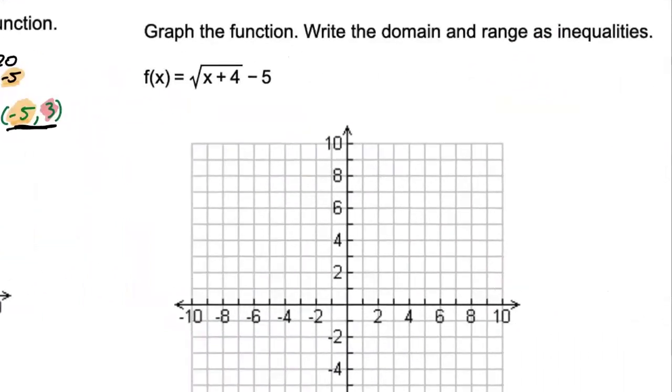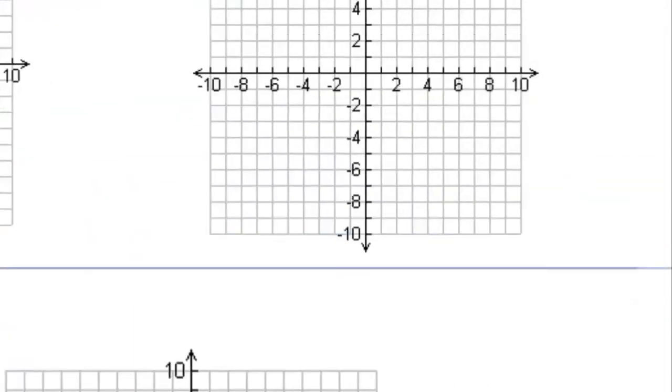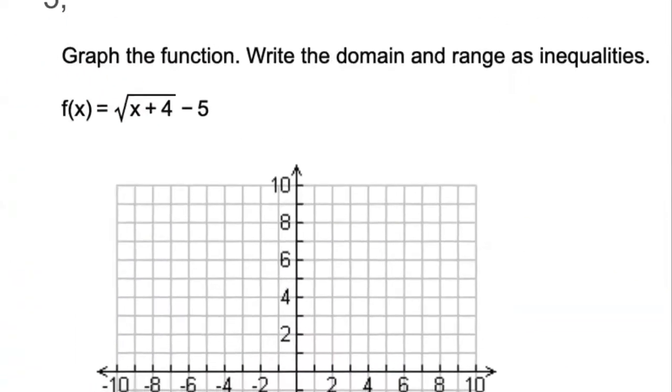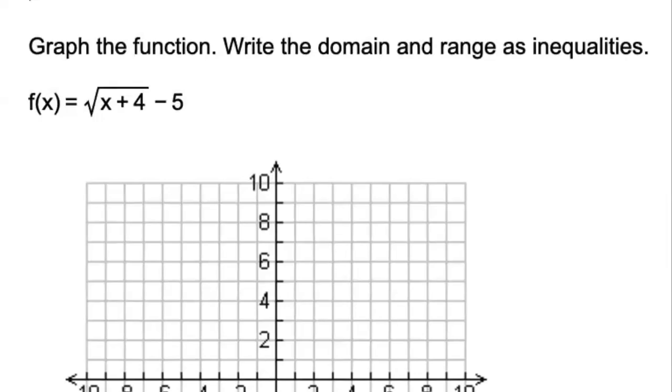We'll do one more with number 5, and then one more with number 6. So graph the function, write the domain and range as inequality. So in this case, it's going to want it as inequalities. So we're going to start with domain. X plus 4. When you get used to it, you'll know that this would just be what, without actually having to write the equation. X is greater than or equal to -4.